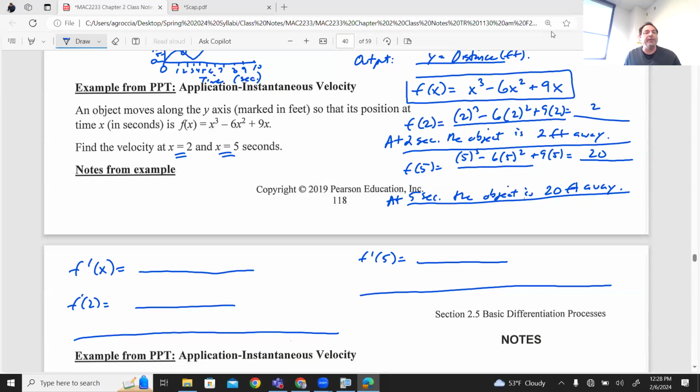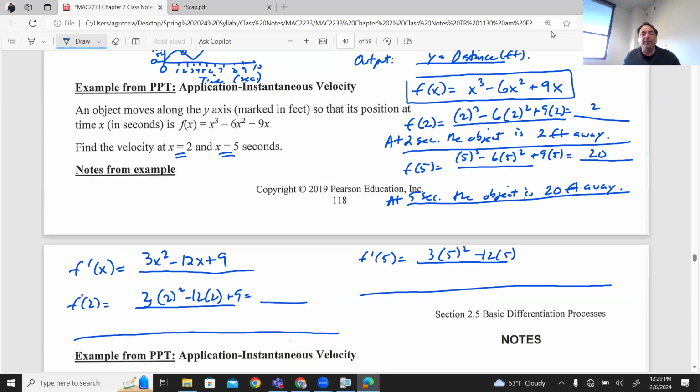So if I take the derivative of the original, you're going to get 3x squared minus 12x plus 9. So let's make sure we got the derivative correctly. But the question is, what the heck is a derivative? What is it telling me? We know the original, you plug in seconds, and it tells you how many feet away the object is. But what is this telling me? Well, if you plug 2 into the derivative, and if you plug 5 into the derivative, and again, I'll use the table, but just to show you, we could totally do it all by hand.